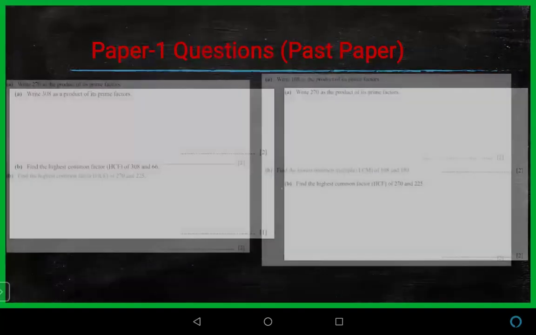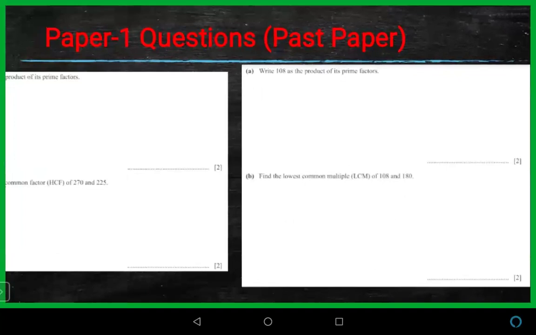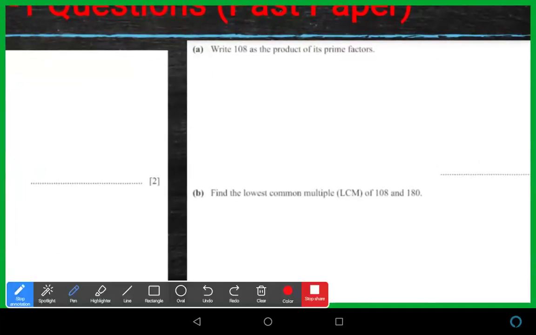Now, this question is repeated, so we have to solve this one, because the left side question I already told you to do by yourself. Okay, now write 108 as a product of its prime factors. Again, we have to write 108.